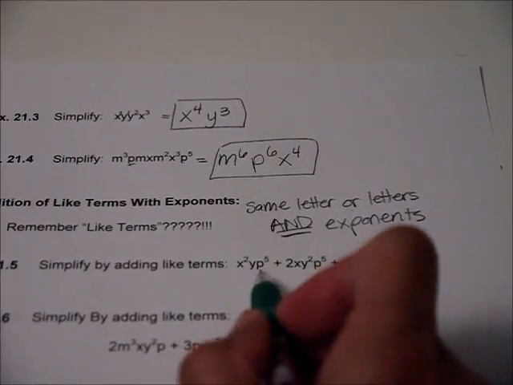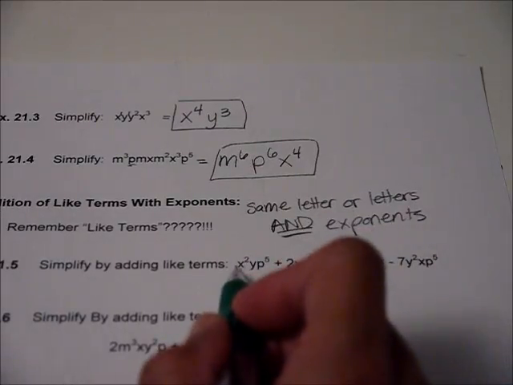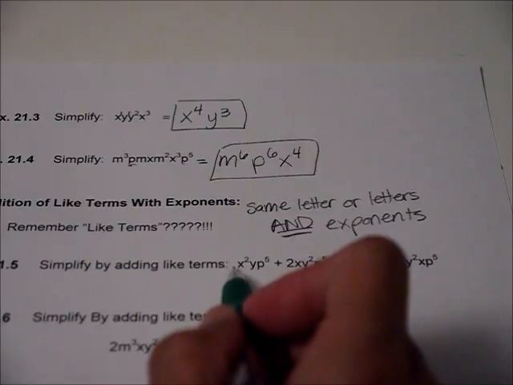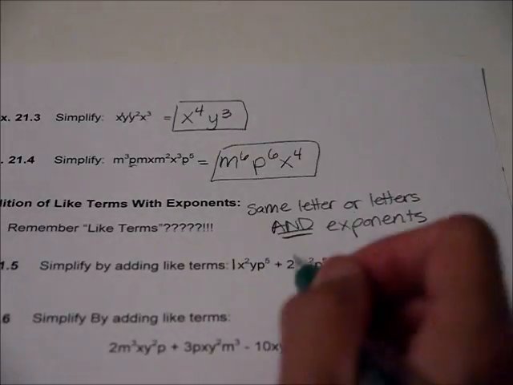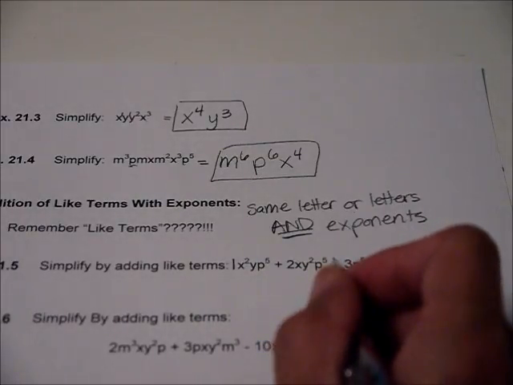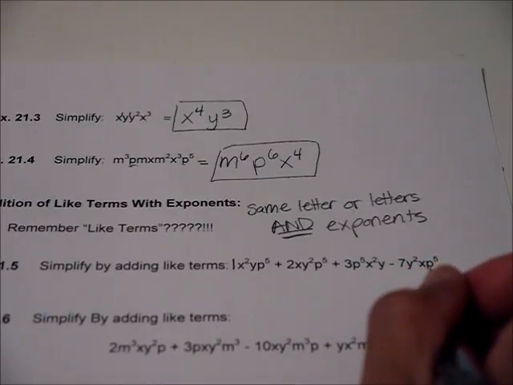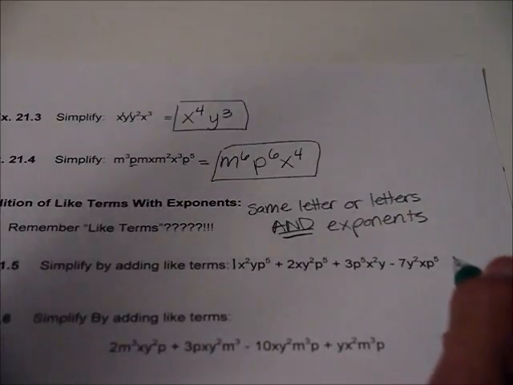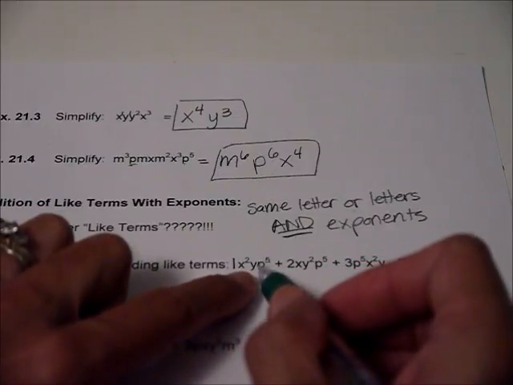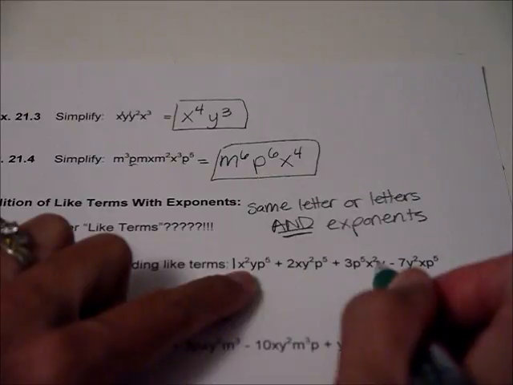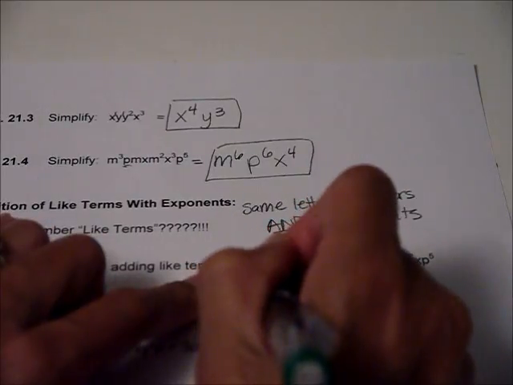So we're going to look across here and we're going to look for like terms. You don't see it, but we have 1 x squared y p to the 5th. Then we have 2x y squared p to the 5th. 3 p to the 5th x squared y minus 7y squared x p to the 5th. Okay, can I find anybody that has the exact same letters and exponents with this guy? So I'm looking for an x squared and a p to the 5th and a y. All right, here's an x squared, a p to the 5th, and a y. All right, these two are same family, okay?